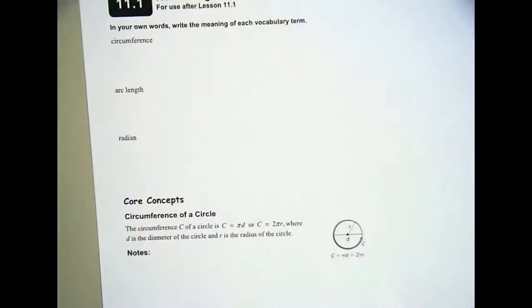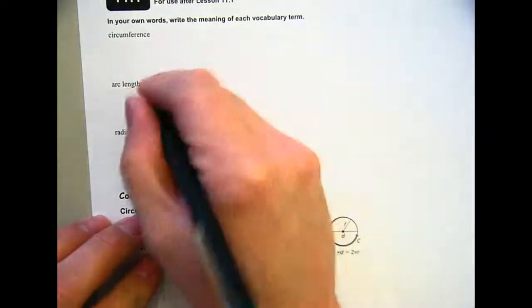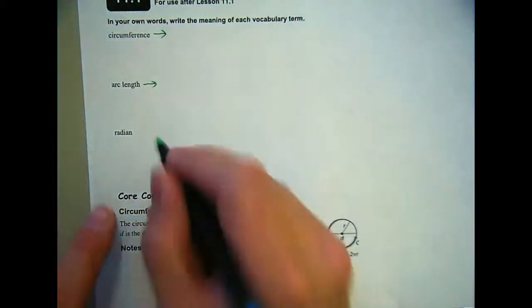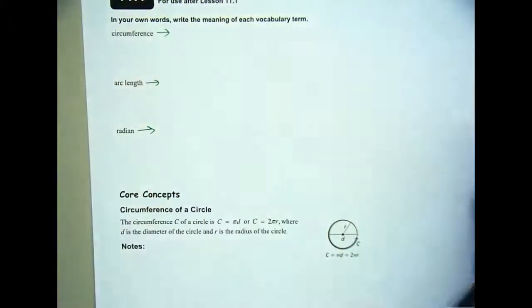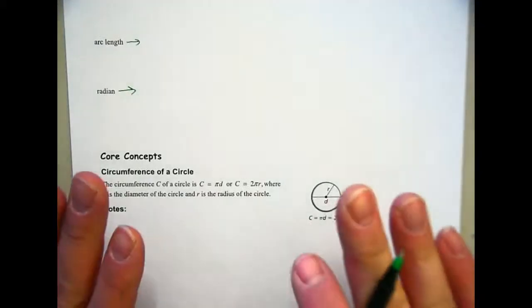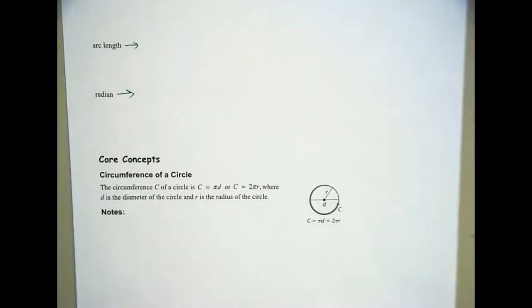So, let's go ahead and turn to page 316. Really, what you're doing here is you're summarizing a few things. First, you're defining what arc length is. Second, you're defining circumference. And third, we're going to define radians. Is everyone on this page? I skipped 315. Go to 316.